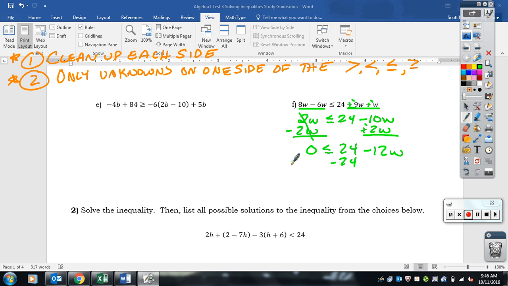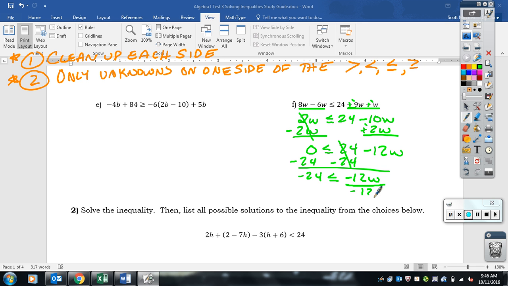Minus 24, minus 24. Negative 24 is less than or equal to negative 12w. Don't forget that's a negative 12. So if you write down positive, it is a negative 12w. It does not flip because I'm subtracting. Again, it only flips when you multiply or divide by a negative.